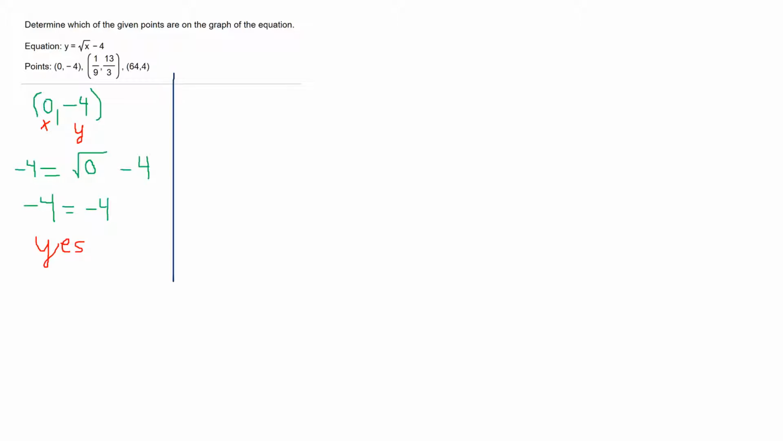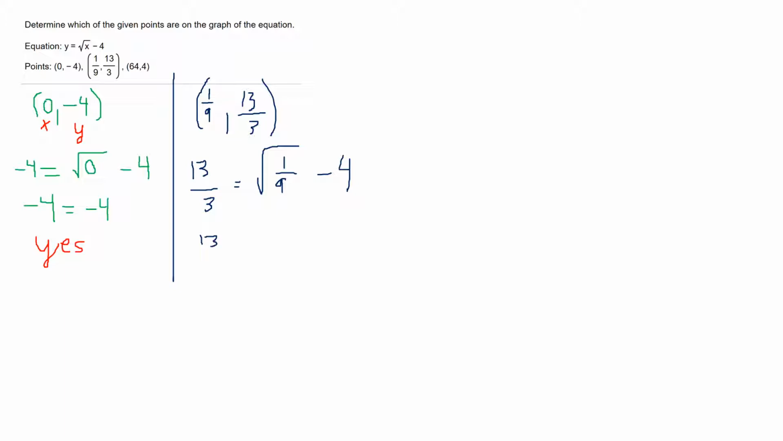And we just do this for every point. The next ordered pair is (1/9, 13/3). So we're going to plug 13/3 in for y. We'll have 13/3 equals square root of x, which is replaced with 1/9, minus 4.